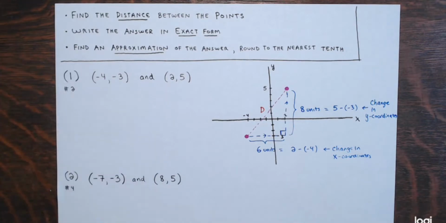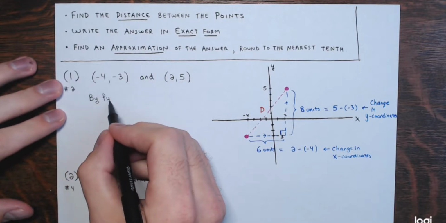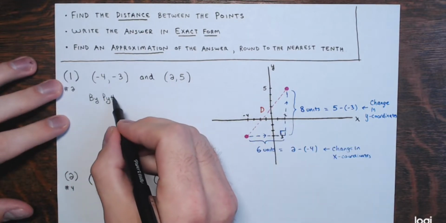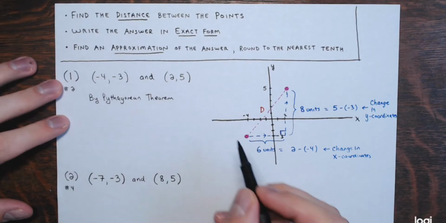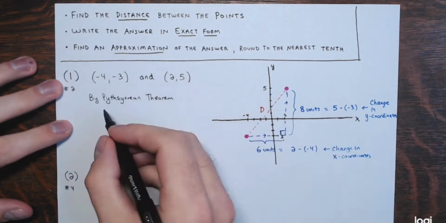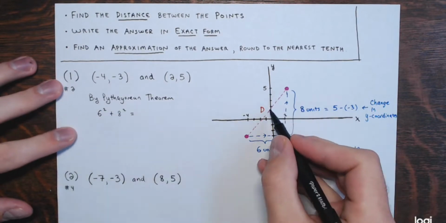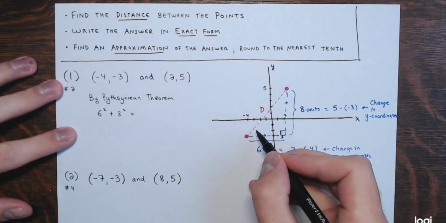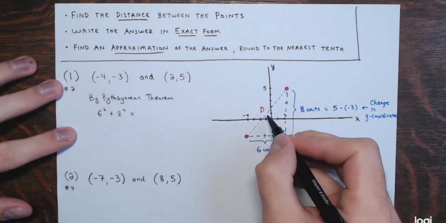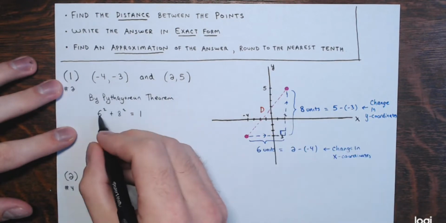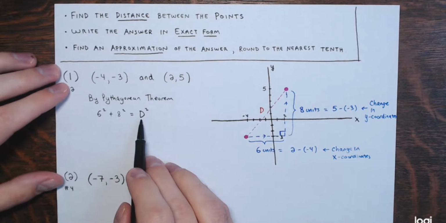And now I apply the Pythagorean theorem. Right, by the Pythagorean theorem, since I'm dealing with a right triangle here, 6 squared plus 8 squared equals the length of the hypotenuse, which is what I'm trying to find. Right, the hypotenuse is that longest side of the right triangle, the side opposite the right angle. 6 squared plus 8 squared will be equal to d squared.